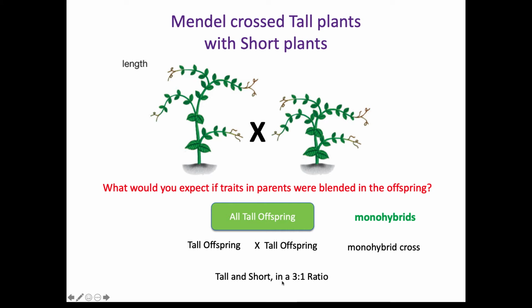So the short trait came back again in the next generation, and that told him that although the short trait in these monohybrids was being masked or was not visible, it was still there and it was still intact, and it was still passed on to the next generation.